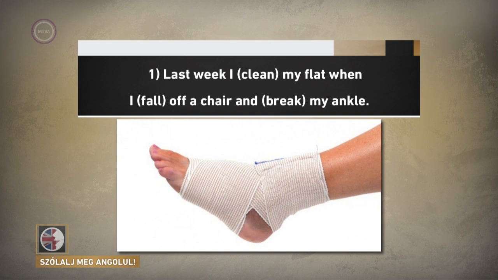Okay, and what about the third verb? Well, again, it's a past simple idea, isn't it? I broke my ankle. Again, it's something that happened quickly. Ankle okay, snap! Ankle broken. Normally, when things break, they break quickly. Snap.